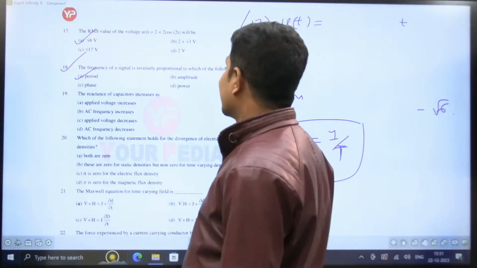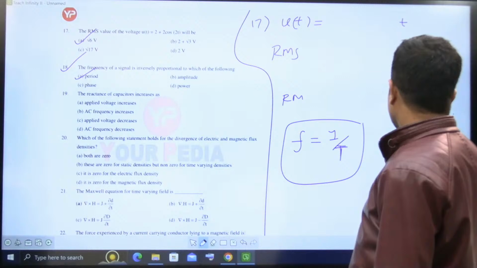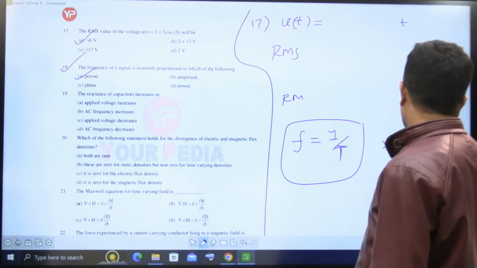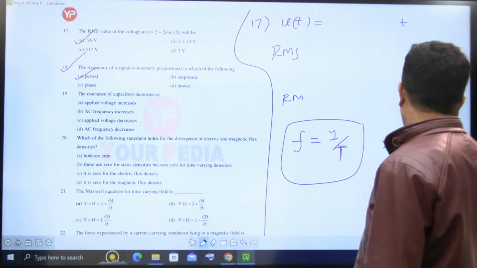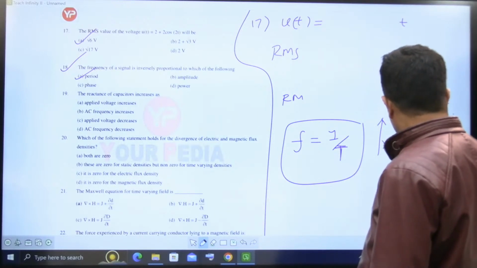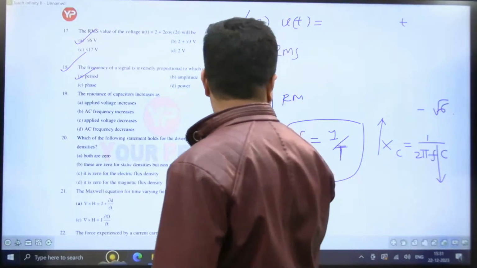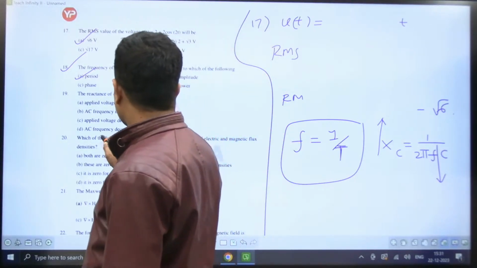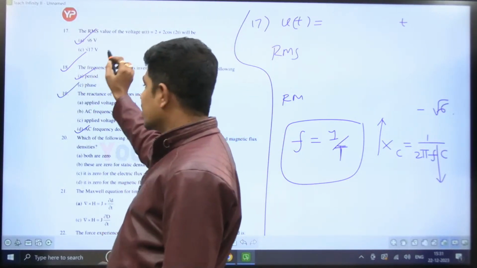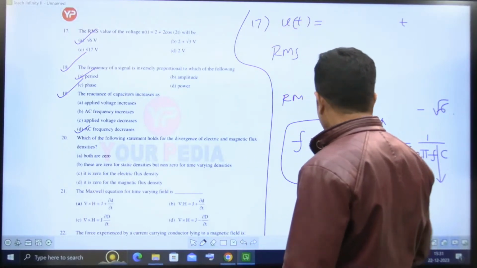Next question. The reactance of a capacitor increases as, what is the capacitor reactance formula? XC is equal to 1 by 2 pi FC. If you want this to increase, then obviously we have to reduce the frequency. The reactance of a capacitor increases if the AC frequency decreases. Yeah, Anish, that's all correct.